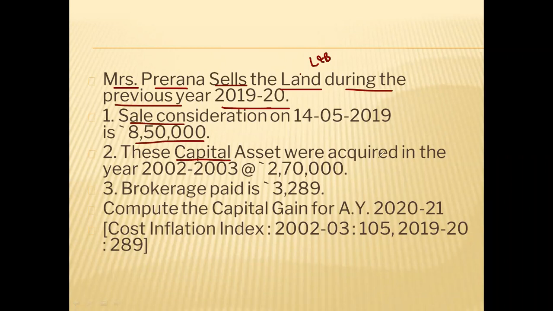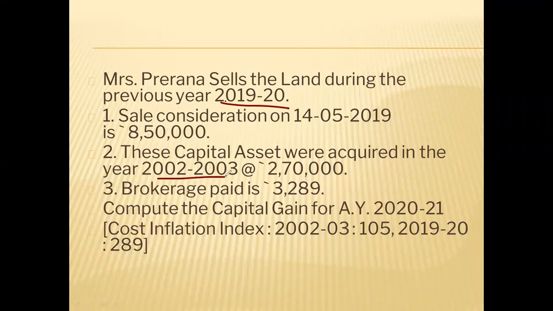These capital assets were acquired in 2002-3 at 2,70,000 rupees. Okay, brokerage paid 3,289 rupees. Compute the capital gain for the assessment year 2020-21. Understood the question? Sold in 2019-20, purchased in 2002-3. Brokerage, that is other expense, 3,289.